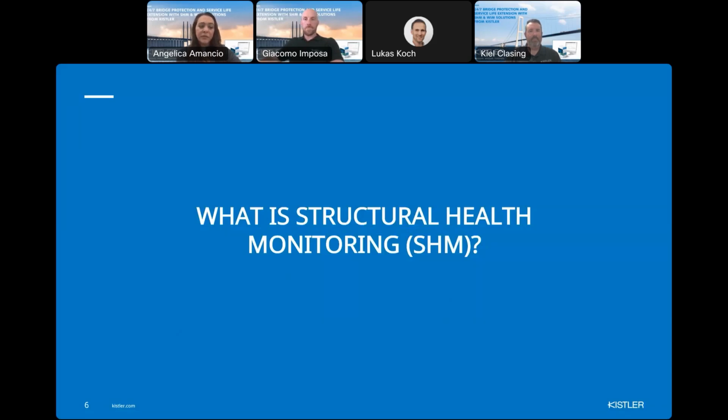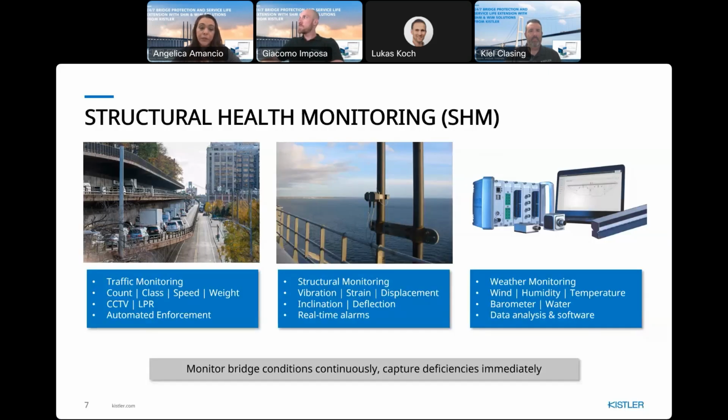So let's get into it. What is structural health monitoring? Structural health monitoring in bridges specifically, that we will cover today, involves the use of real-time sensors to continuously measure how the bridge is performing. We're able to capture data which will allow us to make real informed decisions on the structural health of the bridge.